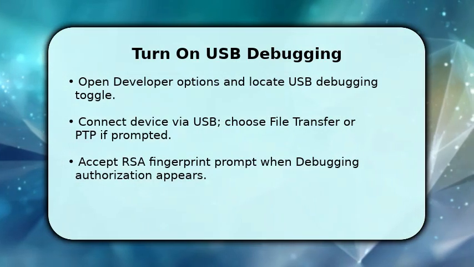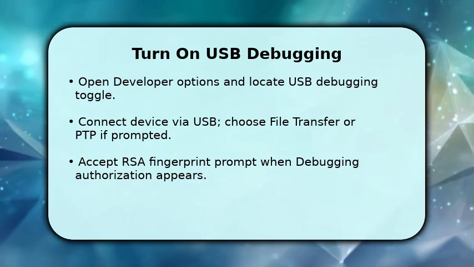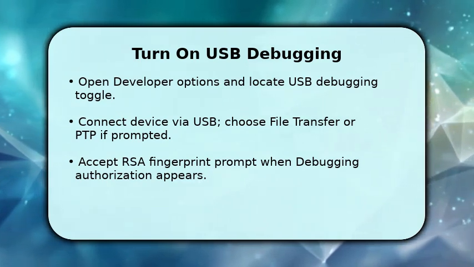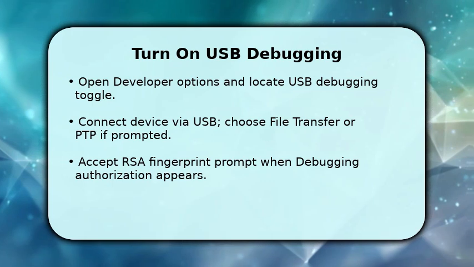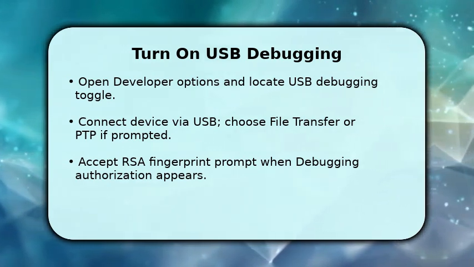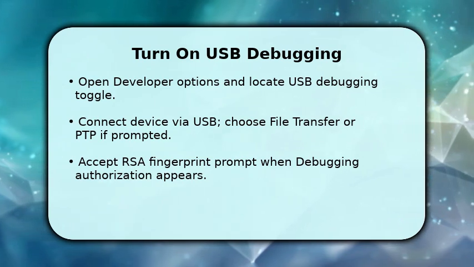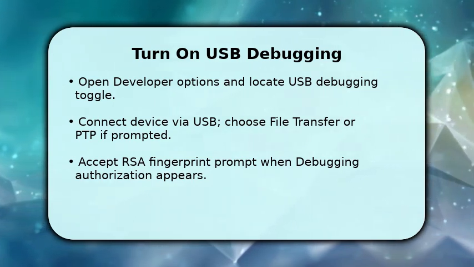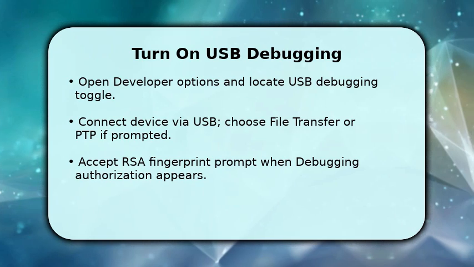You enable USB debugging inside Developer Options. Find and flip the USB debugging switch so the device listens for ADB connections. Then plug the phone into your computer with a good data USB cable, and if asked, select File Transfer or PTP to allow data channels.